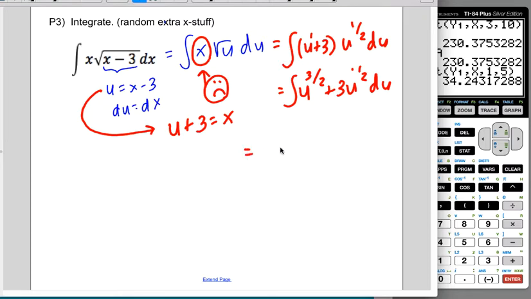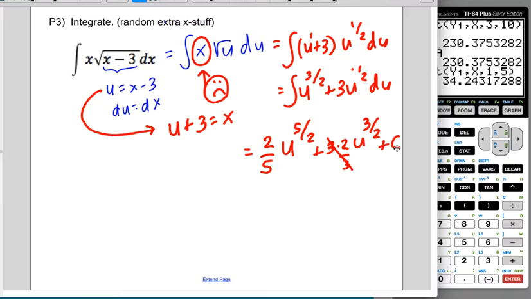So I'm going to raise the power by 1, so that's a u to the 5/2, and then divide by 5/2, but we're just going to get to the point where we accept that that's multiplying by 2/5, right? This is a 3. When I raise the power by 1, I get 3/2, right? So I have a 3.